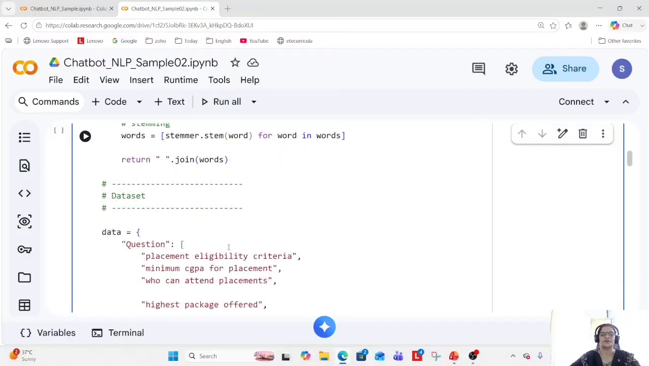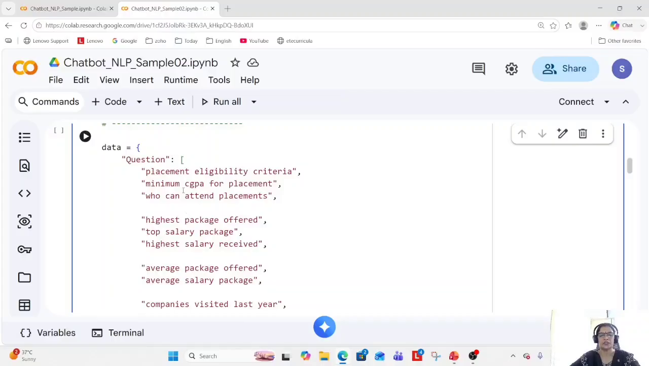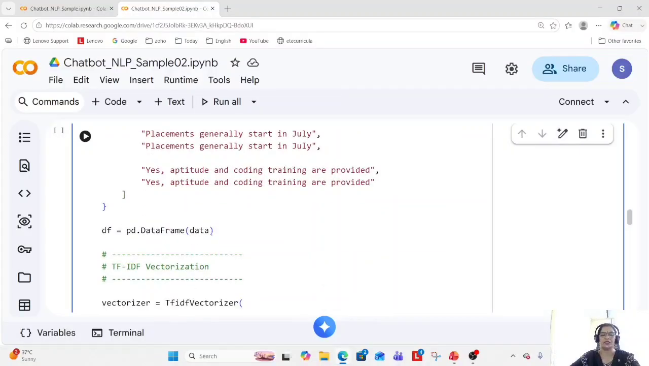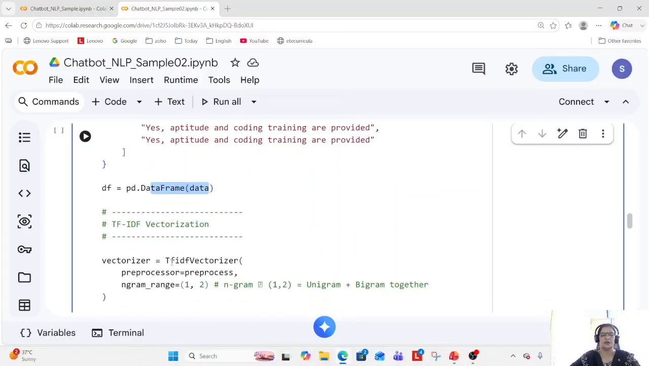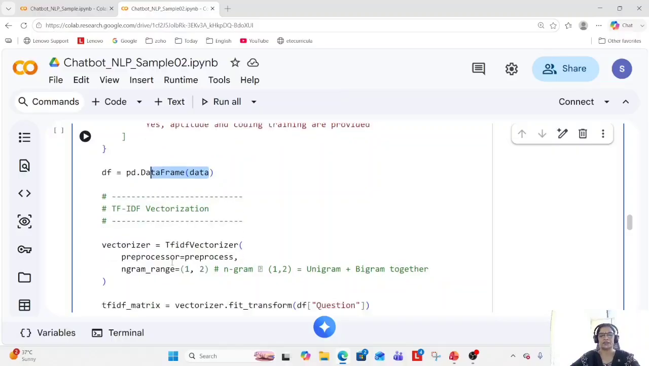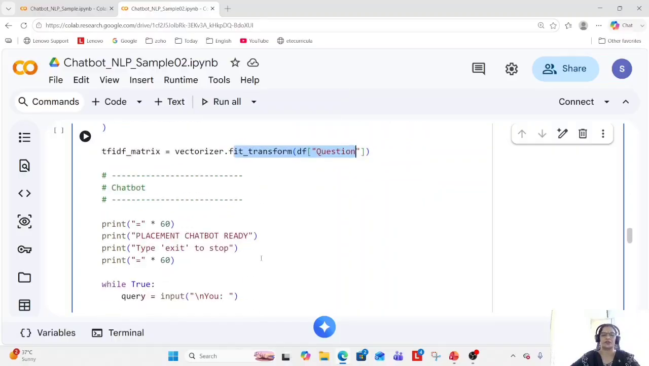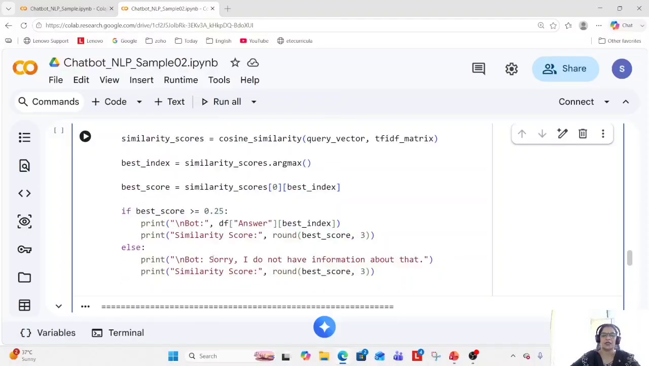Then after that, the dataset. Similarly, we have already seen the same questions with answers, and they are added to the data frame. Next, the same term frequency IDF vectorization is done here, but here we set the n-gram range equal to 1 comma 2, which means unigram plus bigram together we are using here. After that, the vectorizer fit transform with the questions. Now the placement chatbot is ready to run and give the answer.